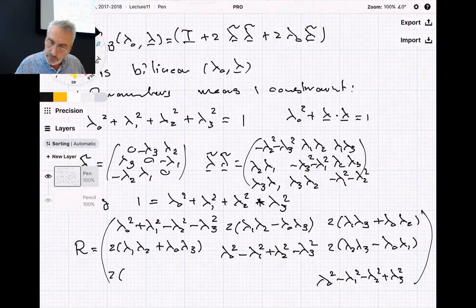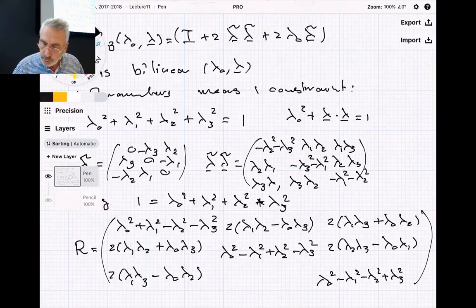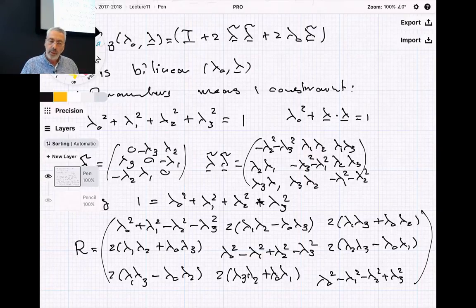We start here, lambda 1, lambda 3. Then the cross product minus lambda 0, lambda 2. And this guy, lambda 3, lambda 2 plus lambda 0, lambda 1. Now, why do I take the effort to write it out? To show you how highly systematic this matrix is formed.